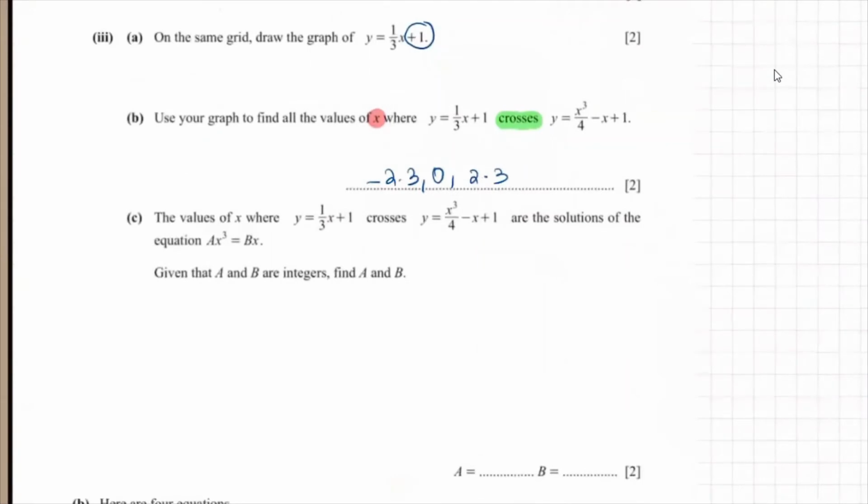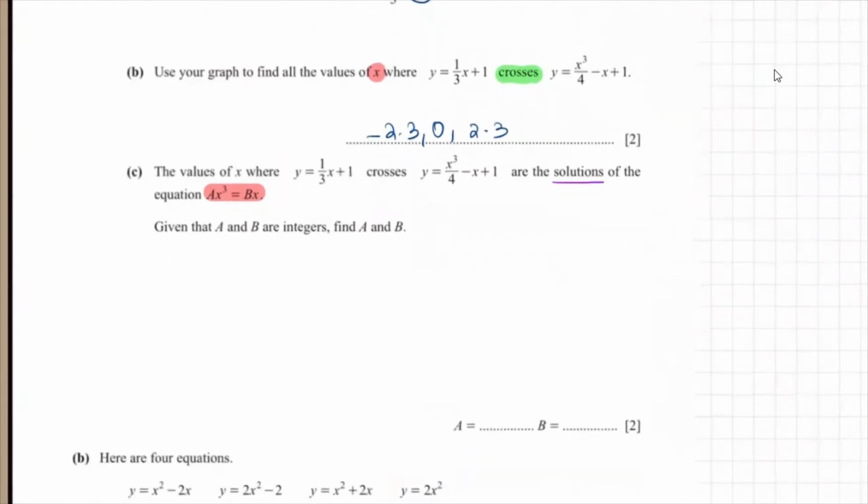Don't panic. The values of x where y equals 1 over 3x plus 1 crosses this are the solutions of the equation ax cubed equals bx. So interesting. Okay, whenever the question is asking you for solutions, it means that they're asking you to solve the simultaneous equations. So I'm going to write them together like simultaneous equations.